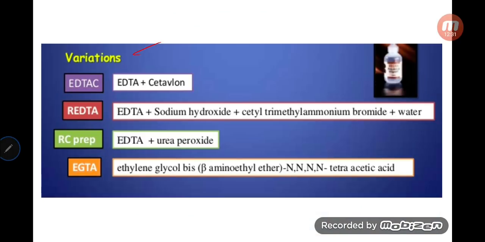These are different modifications of EDTA. So please learn about these modifications. An already asked question is RC Prep. RC Prep is a combination of EDTA plus urea peroxide. Please learn about the rest of the things.